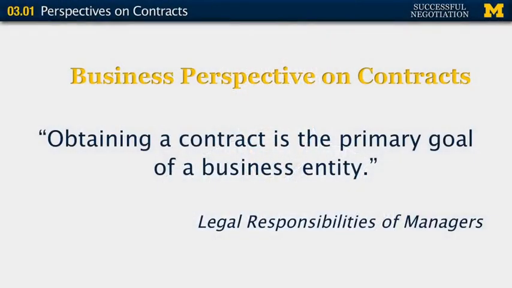You can also take a business perspective. And here's one way to look at contracts from a business perspective. Obtaining a contract is the primary goal of a business entity. In other words, when you look at any business and you scrape away all other activity, when you scrape away strategy, marketing, finance, HR, accounting, what's left at the core of any business entity? And that's its contracts. Without those contracts, the entity would not exist.